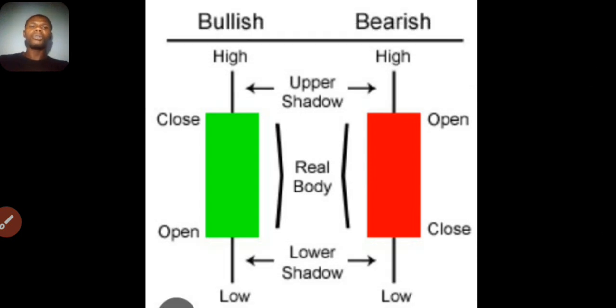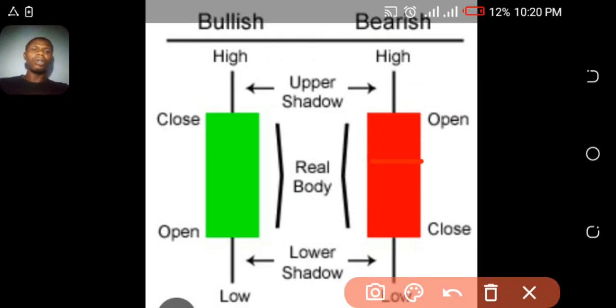Just as the picture shows here also, this is the body of the bullish candle, this is the bearish candle, the body also, and the opening price, the closing price, opening price.